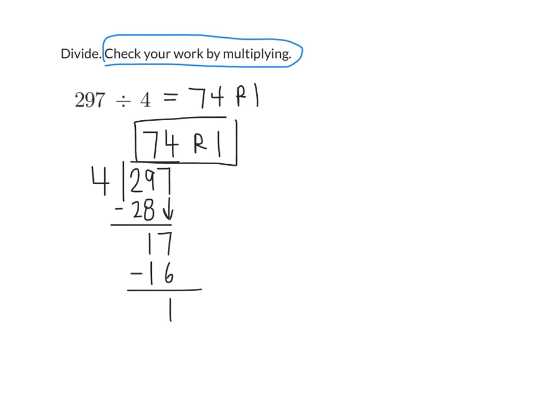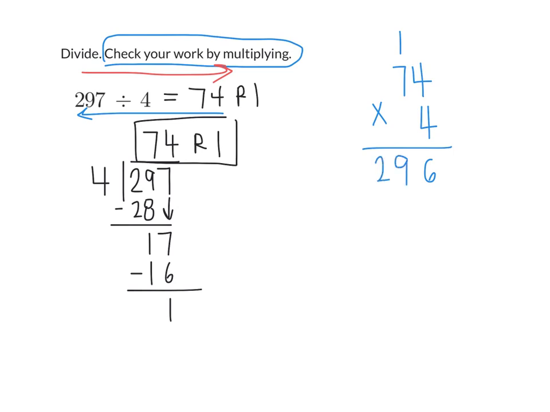So if I divided going this way, I can unzip by multiplying going this way. So I start with the quotient, 74. Don't worry about the remainder for right now. And I can multiply it by the divisor, 74 times 4. Let's go ahead and do that. 4 times 4 is? 15. Okay. 4 times 7 is? 28.